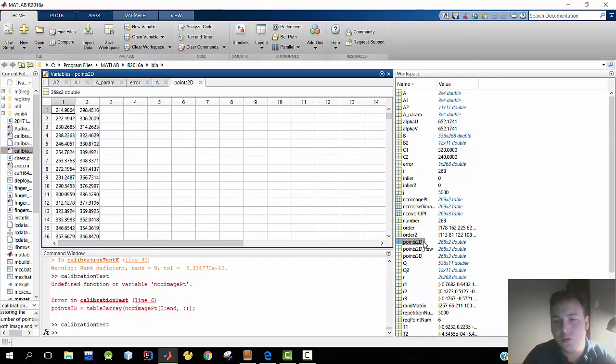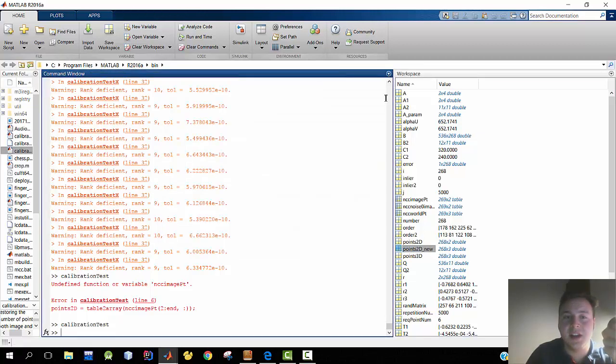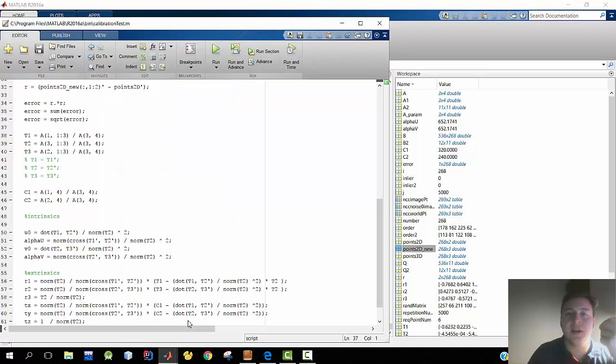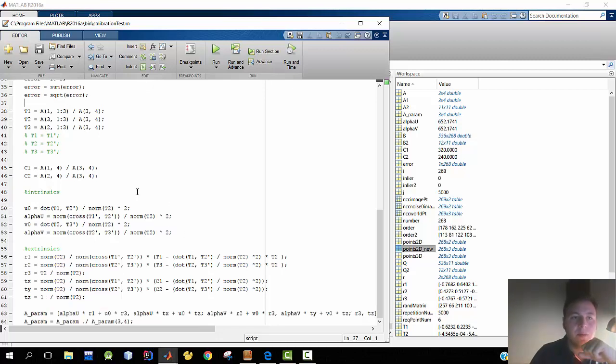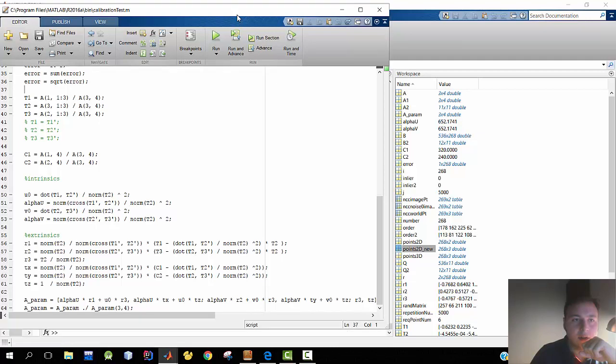The points 2D matrix stores the external given image points, and points 2D new are the values that we found with our A matrix, and we can see that they are almost identical, because there is a very small error between them. So we are done with the error subject.